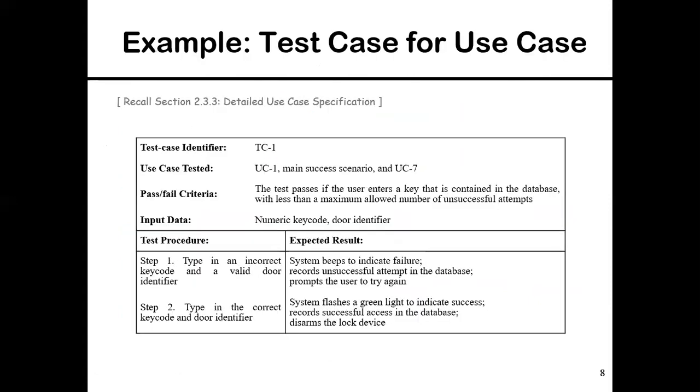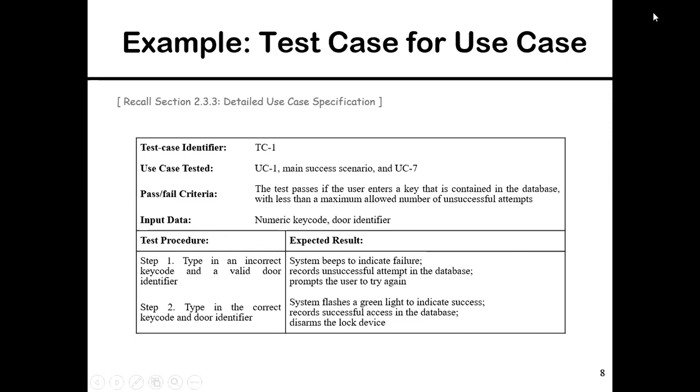So, example of a test for use case. You have the test case identifier. This is test case 1, use case identifier, main success scenario, use case 7, pass or fail. The test passes if the user enters a key that is contained in the database with less than the maximum allowed number of unsuccessful attempts. Input data, numeric key code, door identifier. Step 1, type in an incorrect key code and a valid door identifier. So here you're trying to check, if I input an incorrect key code, what is the expected result? Step 2, type in the correct one, and so what will be expected?